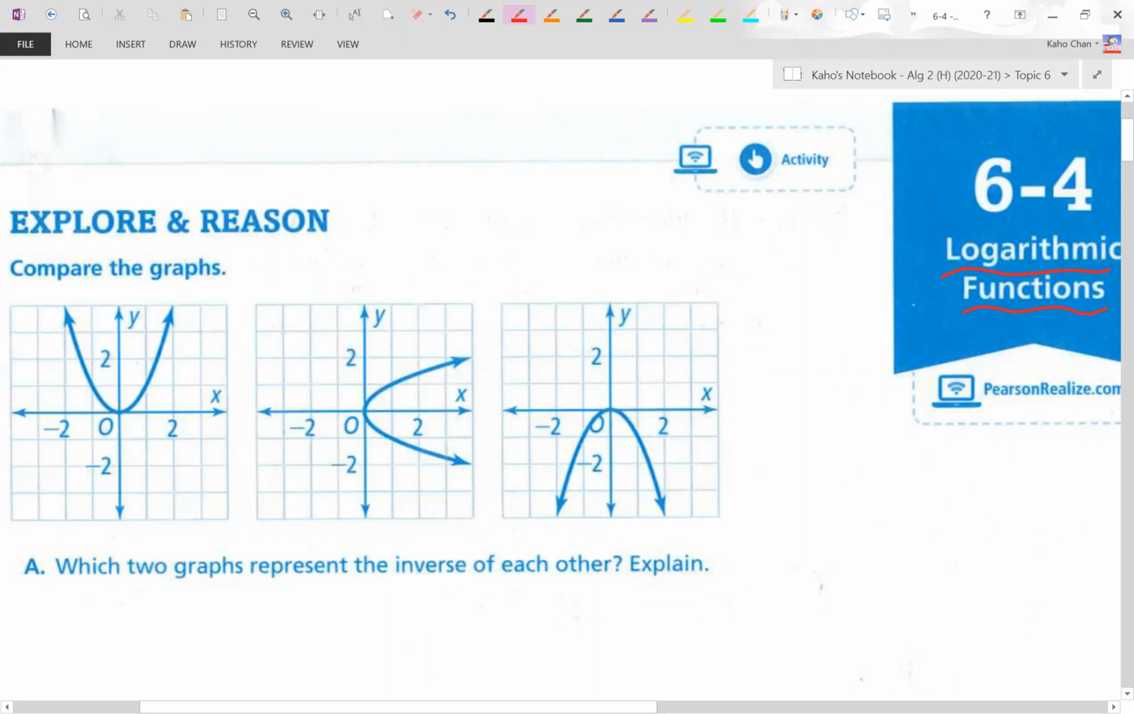We have an opening here looking at three different graphs. They should look kind of familiar. Compare the graphs, there are three of them. These are definitely all parabolas. Which two graphs represent the inverse of each other? Now, the word inverse literally means the actual technique is to swap x and y.